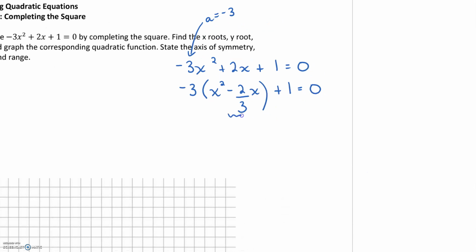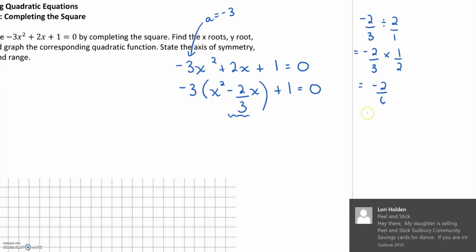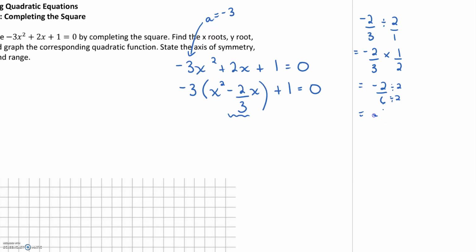We take the b value, which is negative 2 over 3, and we divide that by 2. So we know that when we're dividing fractions, we want to put both as fractions. And instead of dividing, we're actually going to multiply by 1 over 2. So this gives us negative 2 over 6. Please make sure that you're reducing your fractions at all times. So I'd like for you to make sure that you divide this fraction by 2. So this gives you negative 1 over 3.